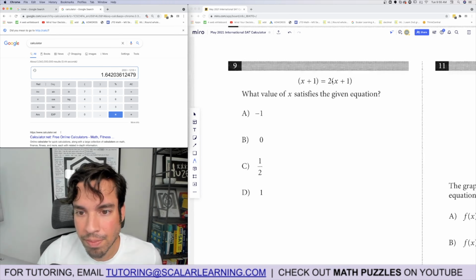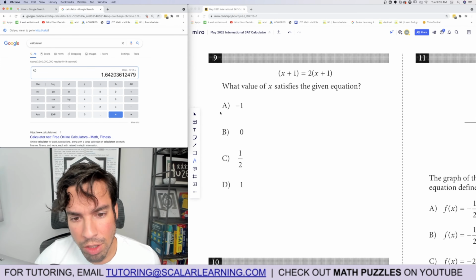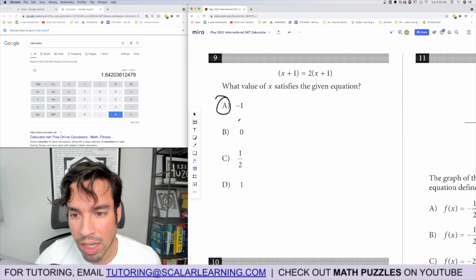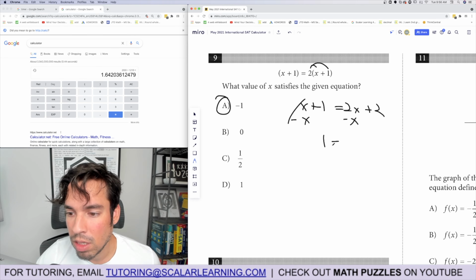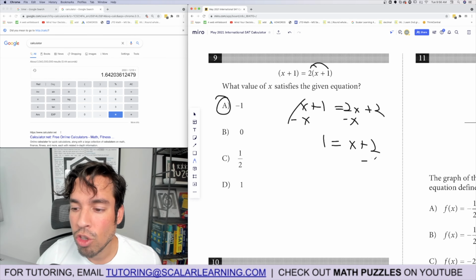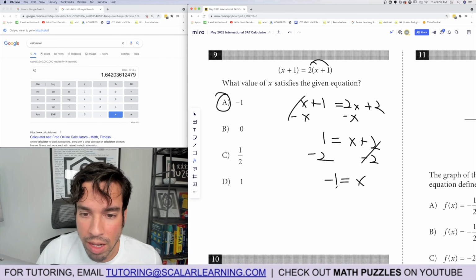Okay, number 9. What is the value of x that satisfies the given equation? If you want to plug and chug, you can. I can tell it's got to be -1 because if I plug -1 in, I get 0 equals 2 times 0, which is 0. The other way you could do it is distribute and say x plus 1 equals 2x plus 2. Subtract x from both sides. We get 1 equals x plus 2. Subtract 2, and you get x equals -1. Both are valid ways to solve it.